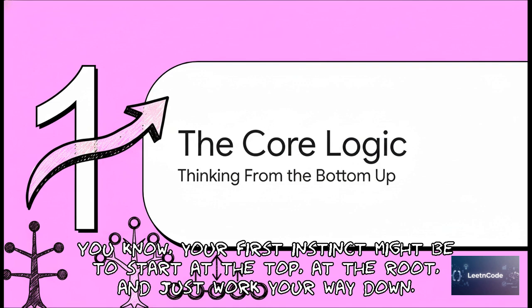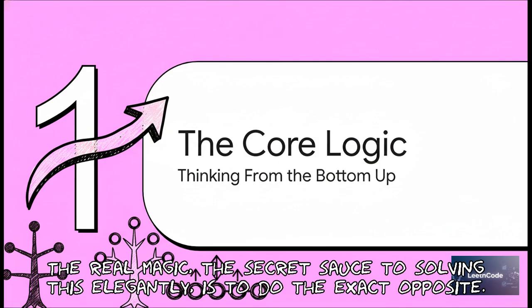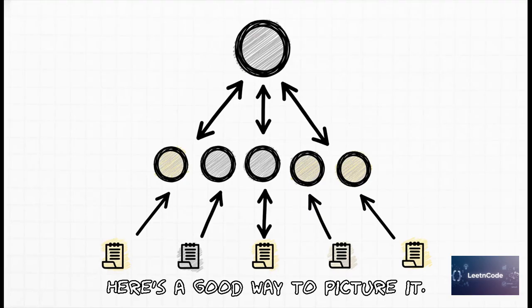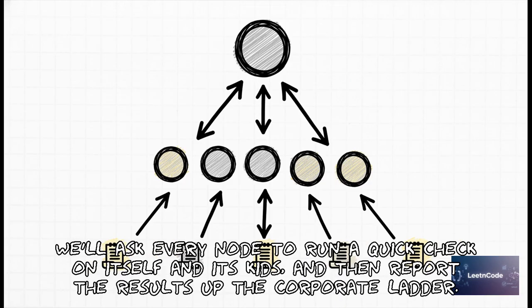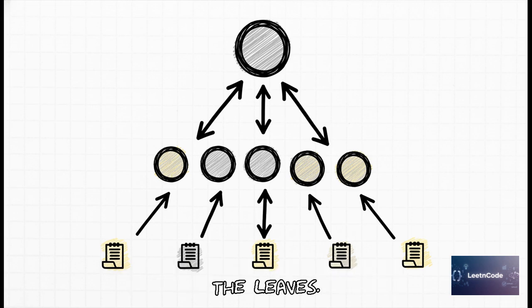Your first instinct might be to start at the top, at the root, and just work your way down. Makes sense, right? But the real magic, the secret sauce to solving this elegantly, is to do the exact opposite. We're going to flip that whole idea on its head and think from the bottom up. Here's a good way to picture it. Instead of some big boss at the top trying to micromanage everyone, we're going to empower each little node. We'll ask every node to run a quick check on itself and its kids, and then report the results up the corporate ladder. And where do we start this process? At the very bottom, with the interns of the tree world, the leaves.